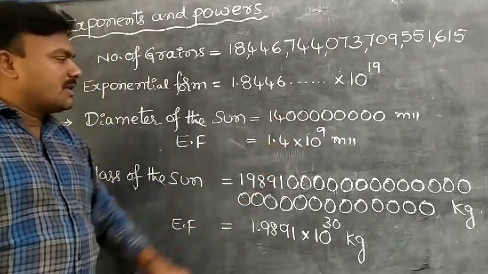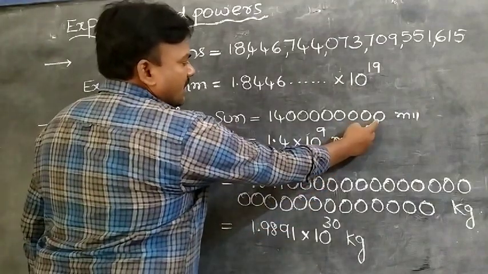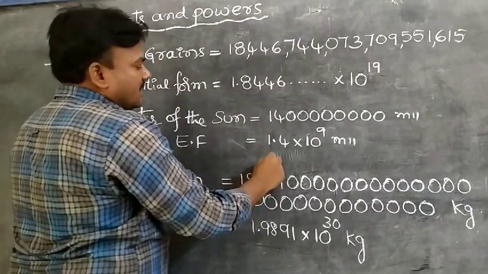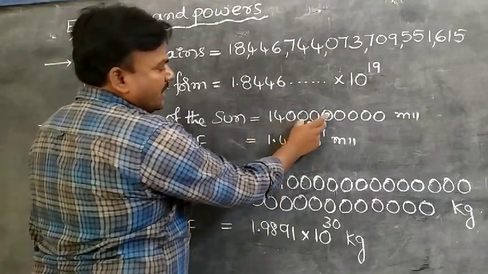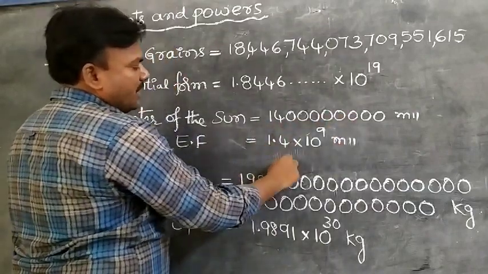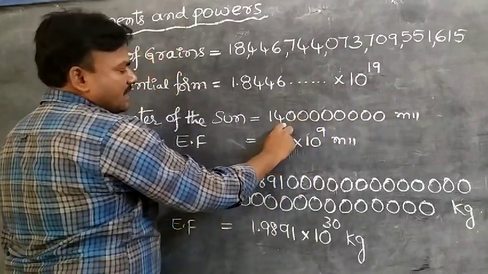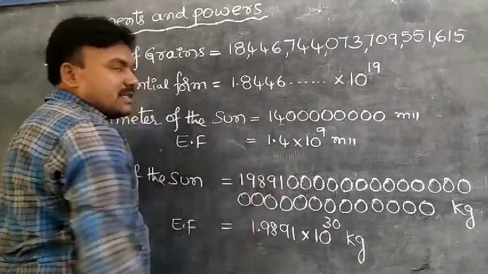How can I express it? Observe here. Put one digit, then put a point. So here 1480 can be expressed as 1.4 into, counting 1, 2, 3, 4, 5, 6, 7, 8, 9, 10 power 9 meters.